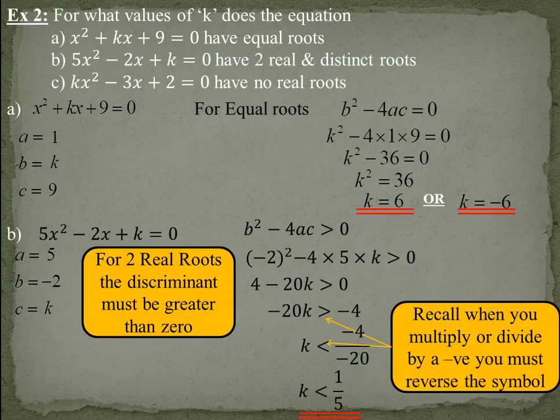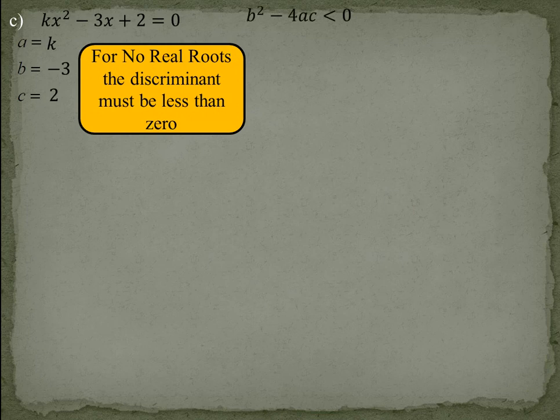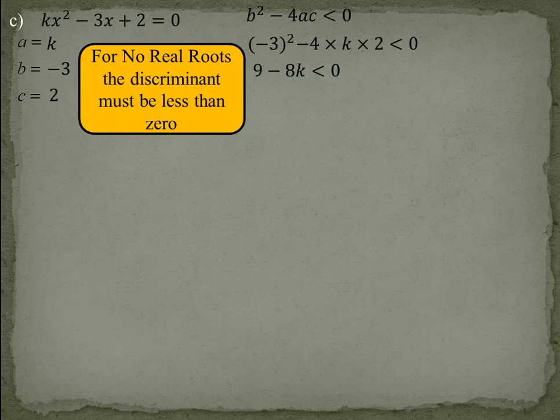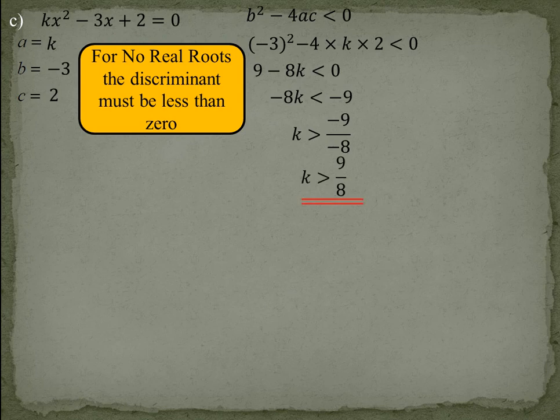And for C, given that it's no real roots, that is telling us that our discriminant must be less than 0. So it's an inequation again. So 2 out of the 3 will always lead to an inequation when solving for k. Therefore, it will lead to a range of solutions, not just one or two. Solving 9 minus 8k less than 0 again. Watch out for the change in the direction, and a k value of greater than 9/8 will lead to a quadratic equation that will have no real roots.